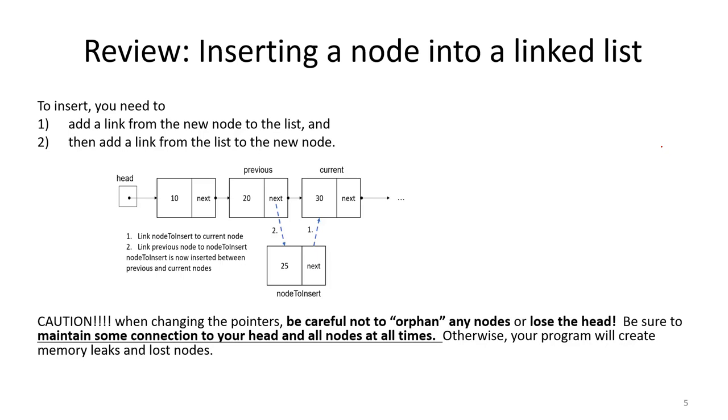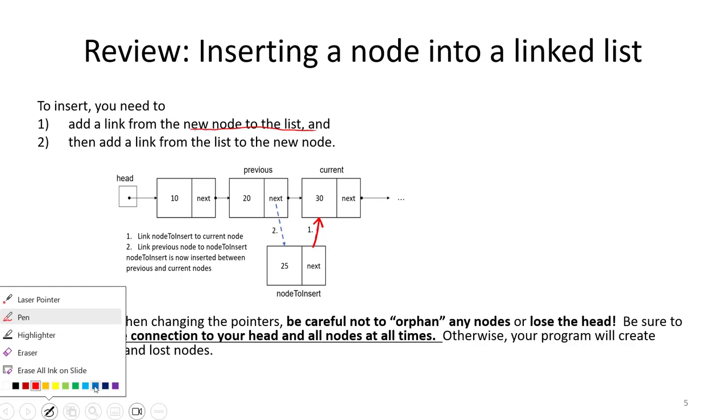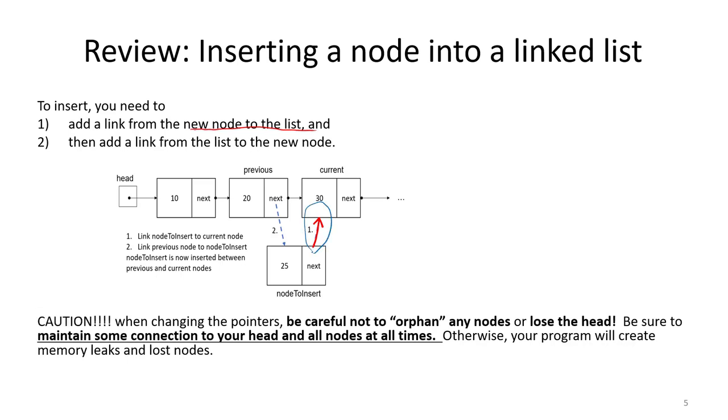Remember, when inserting, the best practice is to first connect your new node back to your existing list. Once you've completed that first connection by making this pointer point at the location to insert, then you would want to update your existing list's pointer to point at the new node. The reason that we need to follow these steps in order is because if we reverse the order of these steps, we would actually orphan some of our nodes or lose access to them.